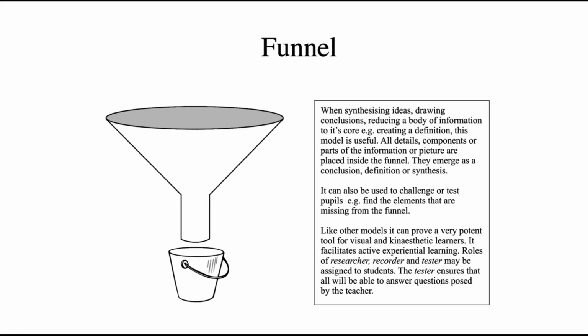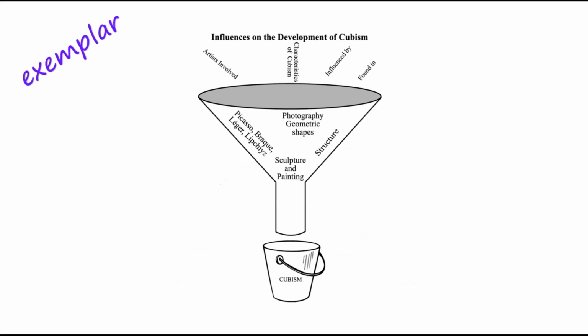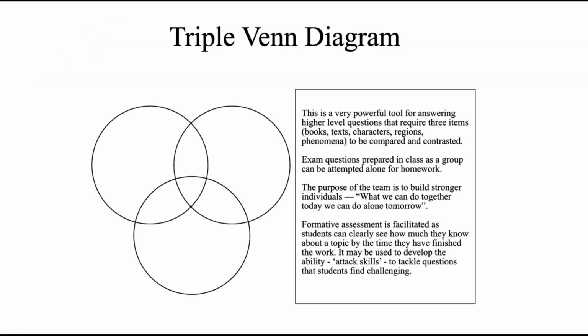a conclusion, reducing a body of information to its core, a Feynman technique. So everything goes down into one whole. So these are the different aspects, and this all becomes one concept. This is very cool for higher level questionings that require 3 items.